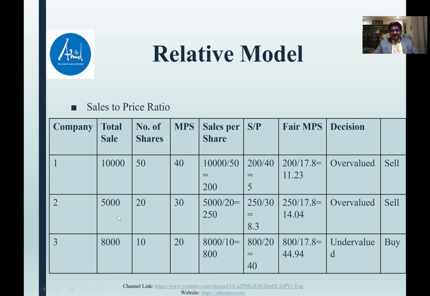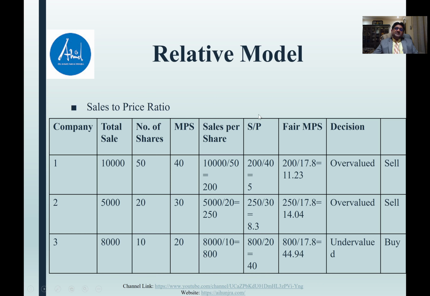Then we can find for company 2, sales per share is 250. Market price per share is 30. The overall answer is 8.3. Then we can talk about the sales per share of company 3 divided by market price per share of company 3. That is, the overall sales to price ratio is 40.